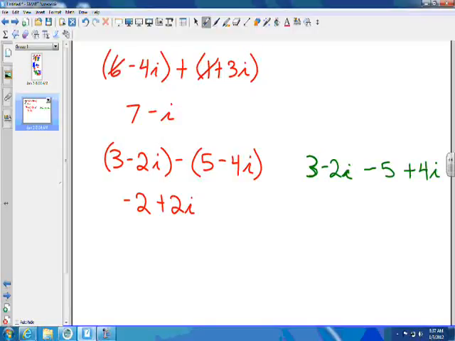It's probably better to go ahead and do that, distribute the negative in. That's about the best way to make sure your signs are correct instead of doing minus negative 4. But it's whatever works best for you.